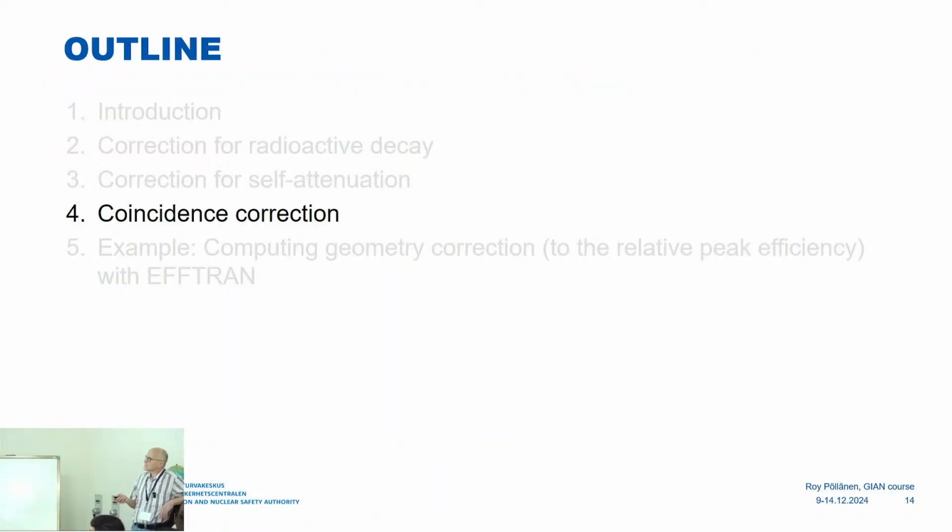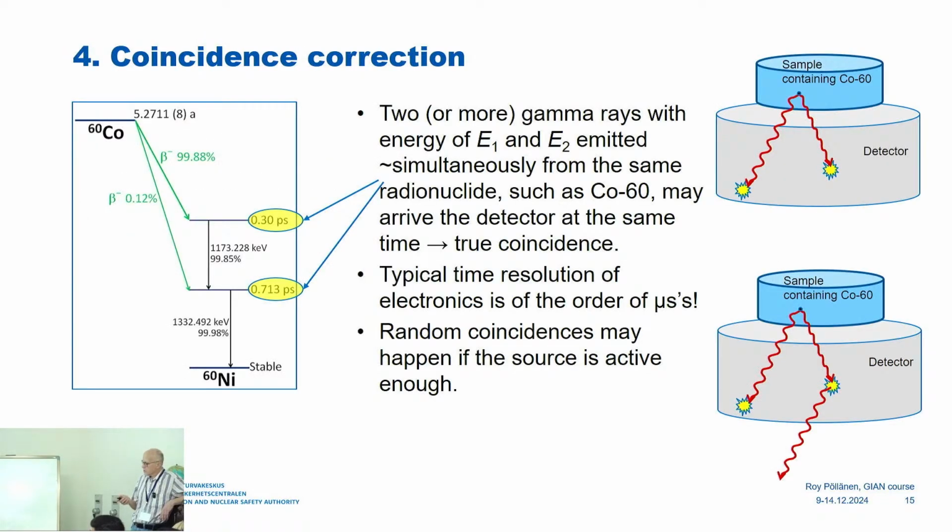All right, let's look briefly at coincidence correction. I explained this once before, but let's do it again, because this is not an easy thing. So, this is the cobalt-60 decay scheme. It goes to nickel-60, and you can see here the decay times of these levels. So it's of the order of picoseconds half-life.